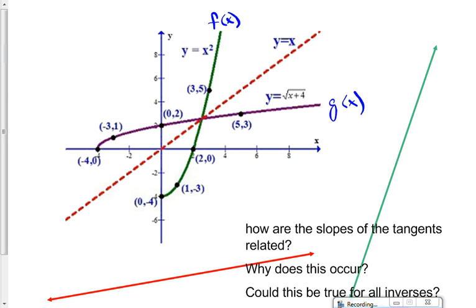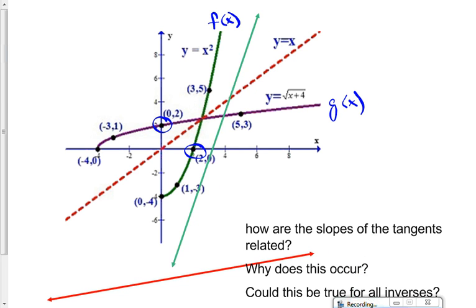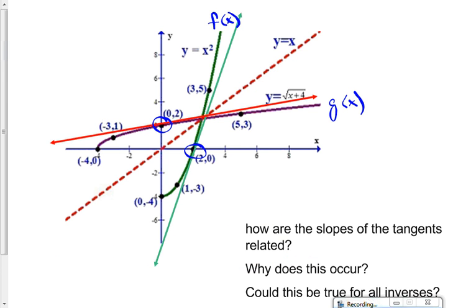Now, I asked you to look at two specific points. I asked you to look at x equals 2 on f and x equals 0 on g. What is the special relationship between those points? They're inverses, and I chose those points on purpose. Here is the tangent to f at (2, 0), and here is the tangent to g at (0, 2). What do you notice about them? They're inverses.